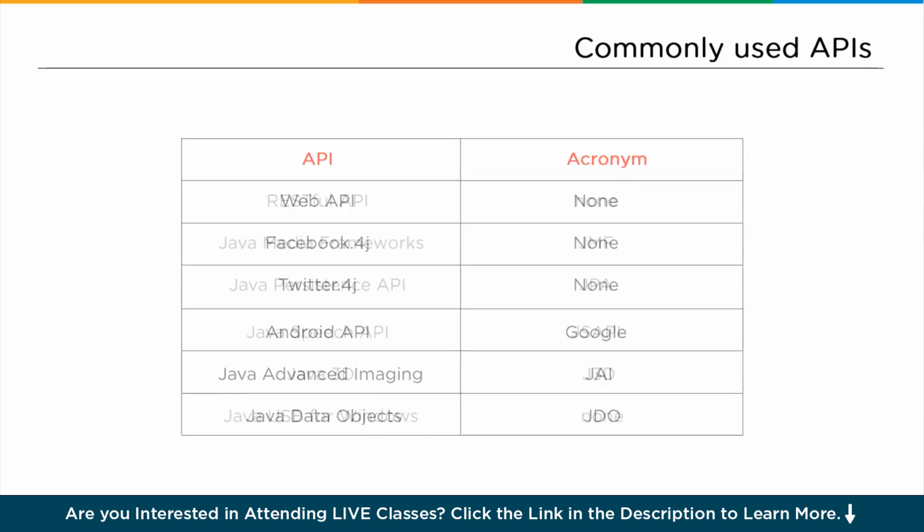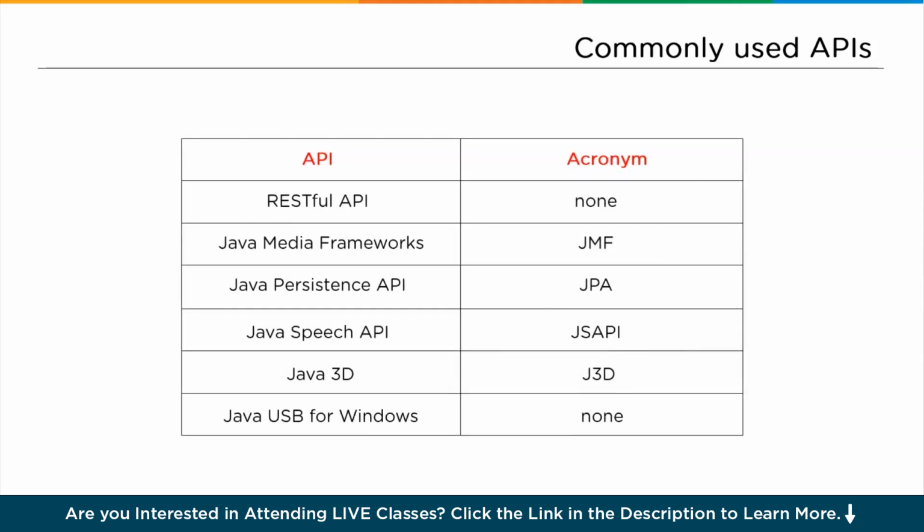Moving into the next slide, we have a few more APIs. So we have RESTful APIs, Java Media Framework, Java Persistence API, Java Speech API, Java 3D, Java USB for Windows, etc. And similarly on the right column, we have their acronyms. For Java Media Framework, we have JMF. For RESTful APIs, we have nothing. For Java 3D, we have J3D, Java Speech API as JSAPI, and a few others. Followed by this, we will advance into the next topic where we will discuss the advantages of using Java's APIs.